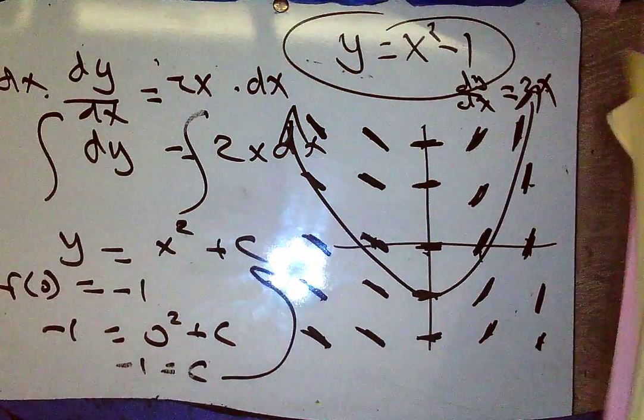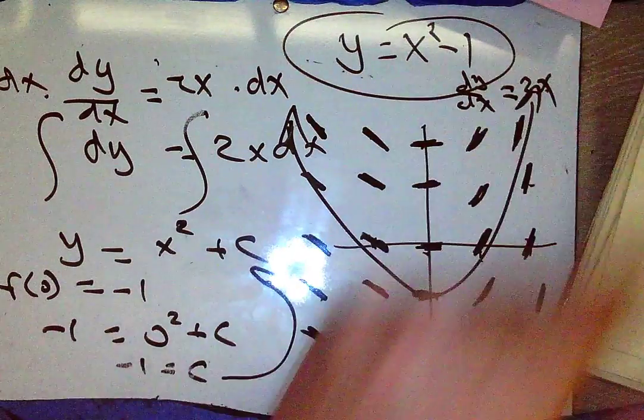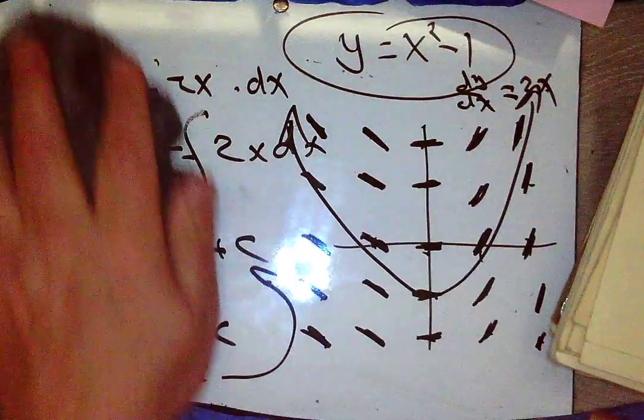Okay, next. Station number 4. So station number 4 tells me to use u subs to determine each antiderivative. Oh yeah, please. I mean, really, you should really be doing these problems before I start doing them. Maybe you should do all of the stations and then come here and check.